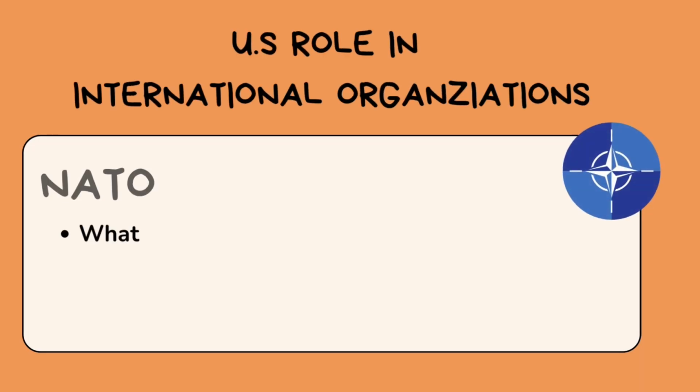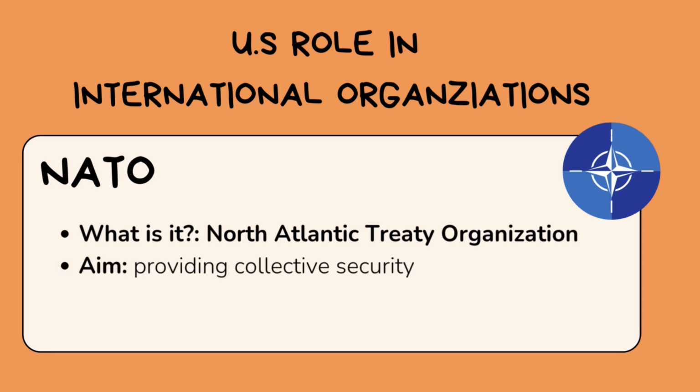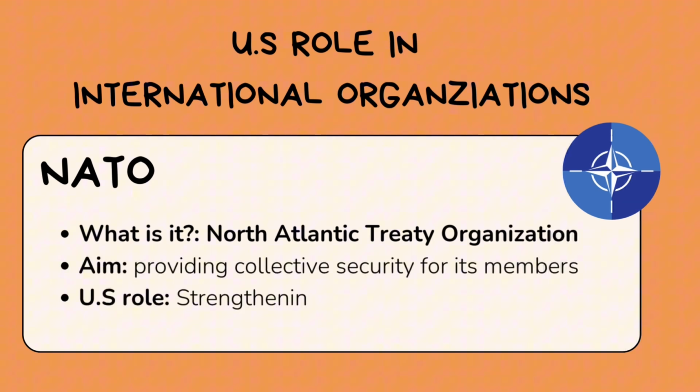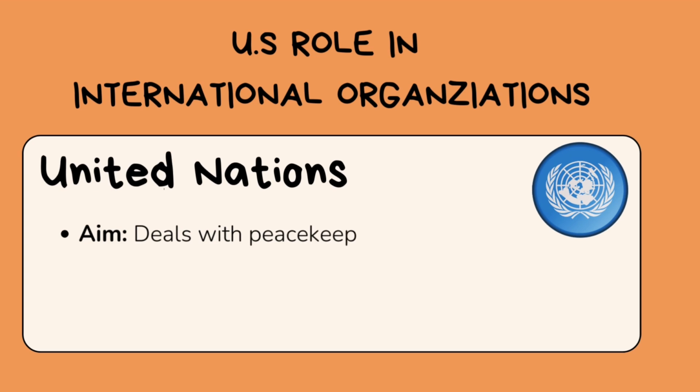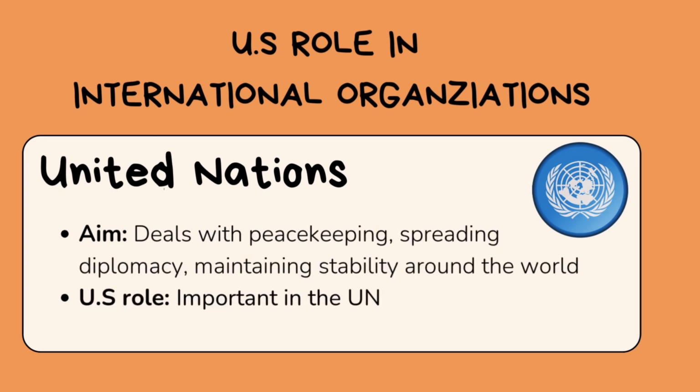Another way the United States engages in foreign policy is by joining international organizations, and there are four main organizations the United States is a part of. The first organization is NATO, the North Atlantic Treaty Organization, which aims at providing collective security for its members. The United States has a major role in strengthening the unity and security of the organization. The second is the United Nations, which deals with peacekeeping, spreading diplomacy, and maintaining stability around the world, where the U.S. has an important role in the UN Security Council.